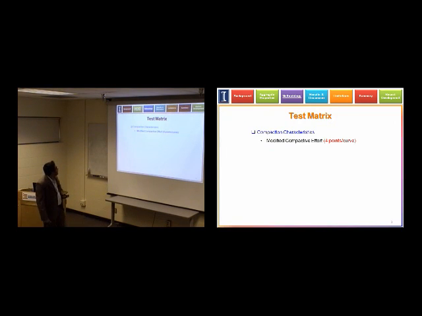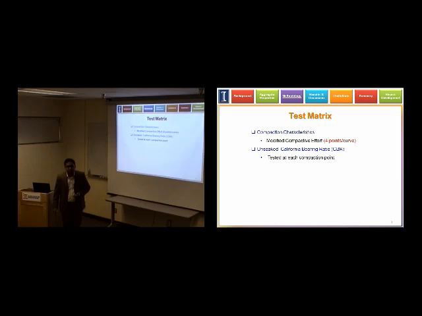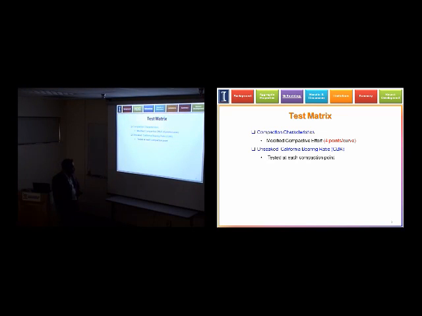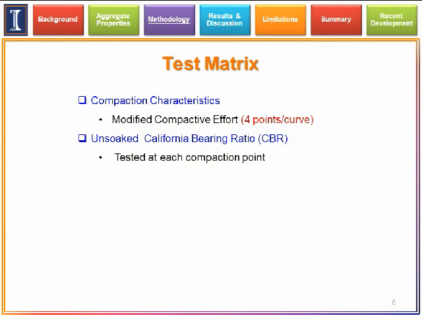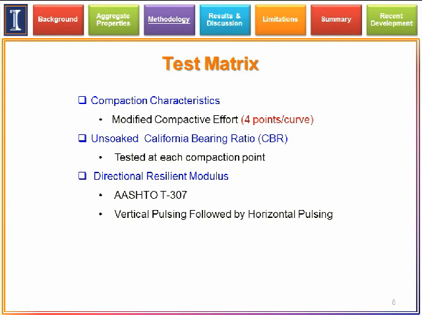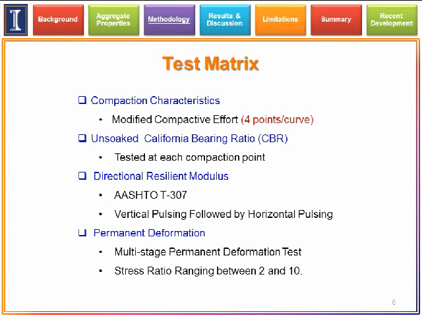Then we came up with a test matrix. We have done the moisture density relationships with modified compactive effort, and at each compaction point, we have also done the unsoaked California bearing ratio test, which is also known as Illinois bearing value. Then we have done the resilient modulus test according to the AASHTO T307 standard specification with both horizontal and vertical pulsing. In fact, vertical pulsing followed by horizontal pulsing.